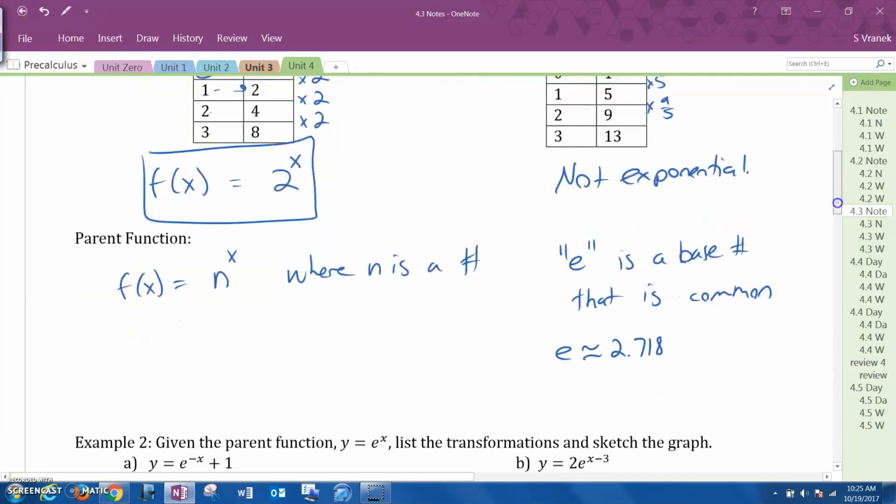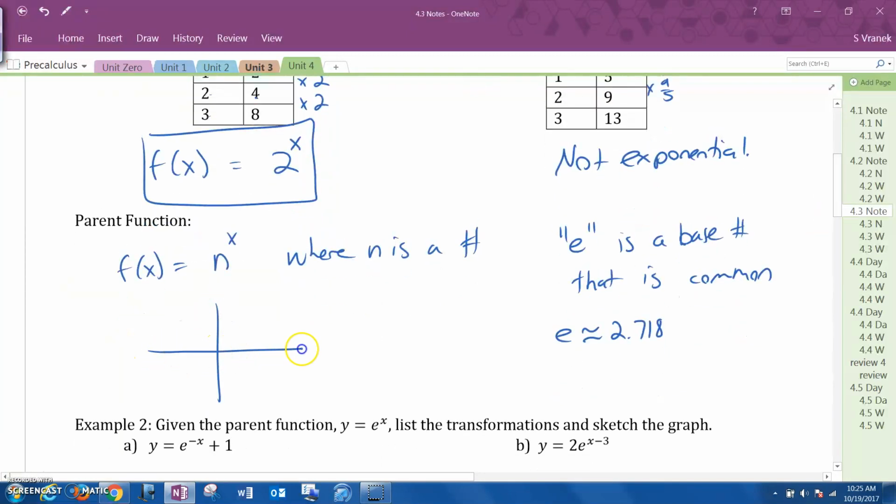So a parent function sketch of a graph has a very common point. No matter what the base number is, if you raise that number to 0 when x is 0, you're always going to get the point 0, 1. So 0, 1 is a common point. You also always have a horizontal asymptote at y equals 0, because there's no way to turn this into a 0 when you're raising it to a power. And then the sketch looks like this for the parent function. So you have 0, 1 as a point and the horizontal asymptote as y equals 0.